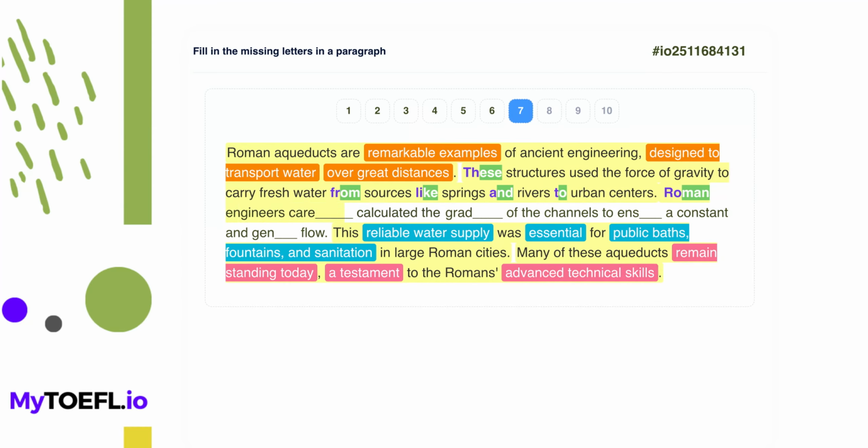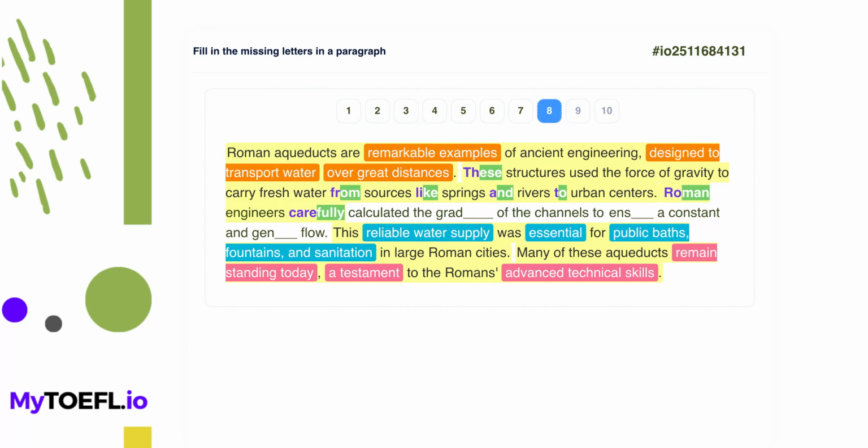We are now on the seventh blank. Roman engineers blank calculated the I's. The question provides the letters C, A, R, and E and contains five missing spaces. This word modifies the verb calculated. It tells us how the engineers performed the calculation. Since engineering requires precision, we need an adverb that means with great attention to detail. The provided letters form the base of this word, and we simply need to complete the adverb ending. The correct word is carefully.